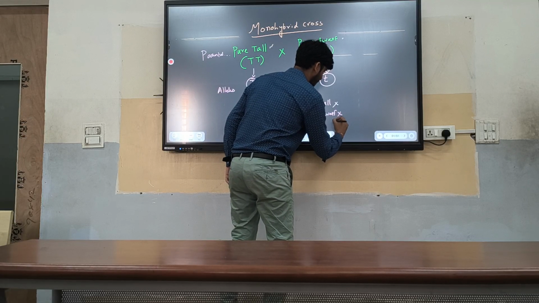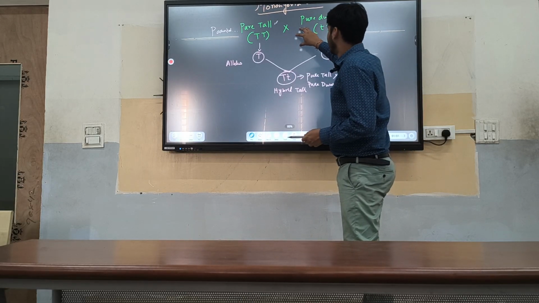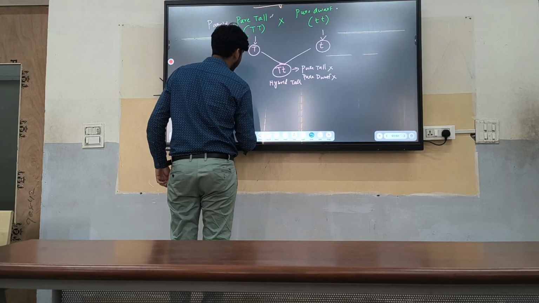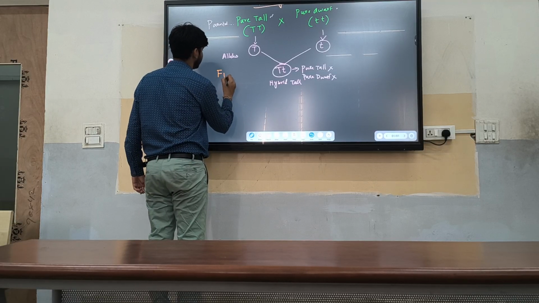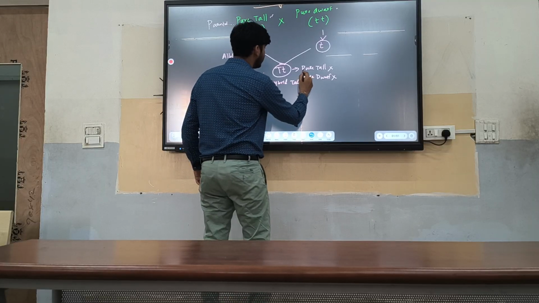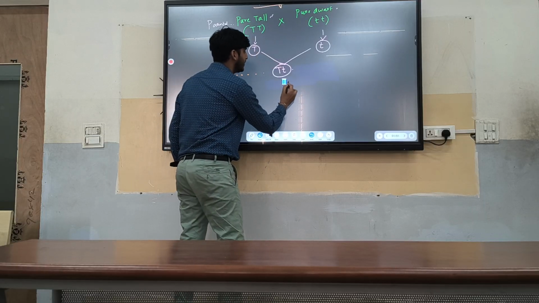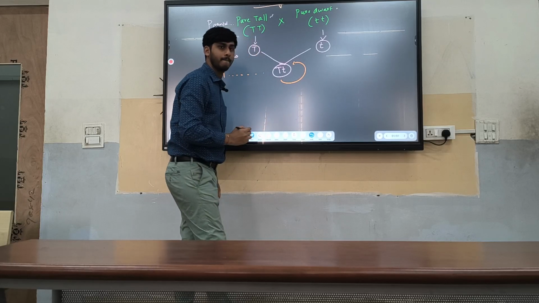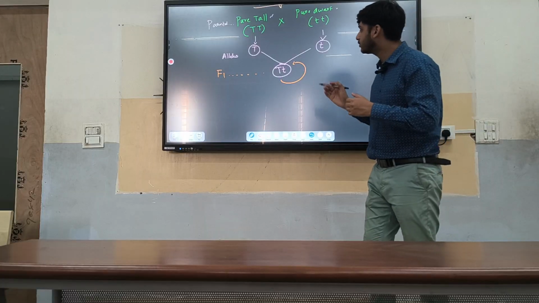Okay. So we get a hybrid tall genotype, and this generation was called by Mendel as the F1 generation or the filial 1 generation. Okay. So the pea plants of the filial 1 generation were self-crossed.